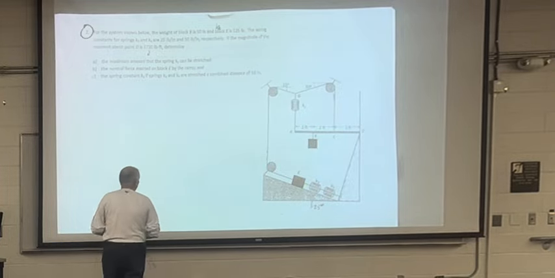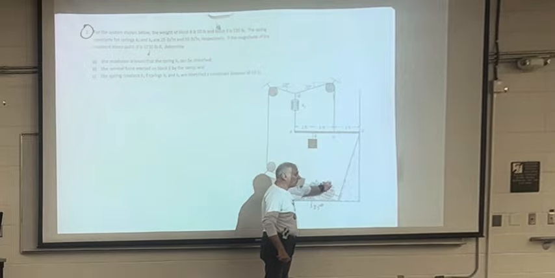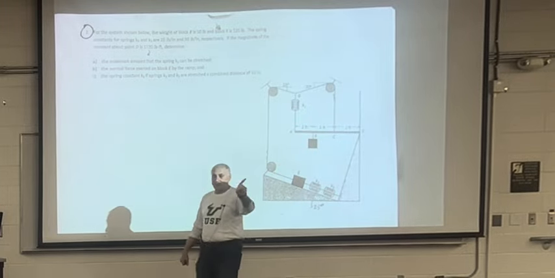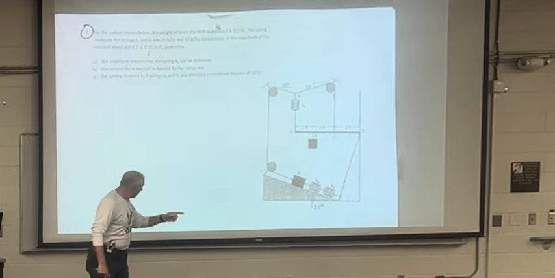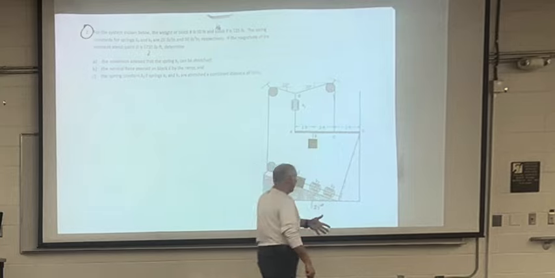So, right away, I see springs in series. My mind says 1 over K1 plus 1 over K2 equals 1 over K equivalent. My mind instantly says X1 plus X2, or in this case, K2 plus K3, must equal K equivalent. Right?